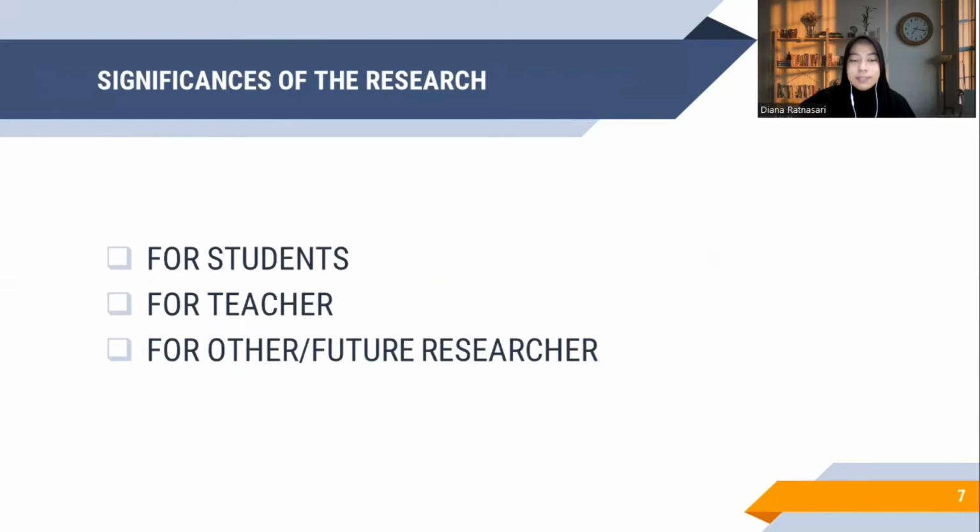And next is the significance of the research. So I have three significances of this research: for students, for teachers, and for other or future researchers. For students, it's understanding the influence of hybrid offline and online based learning, and they should be able to detect and overcome it early on.